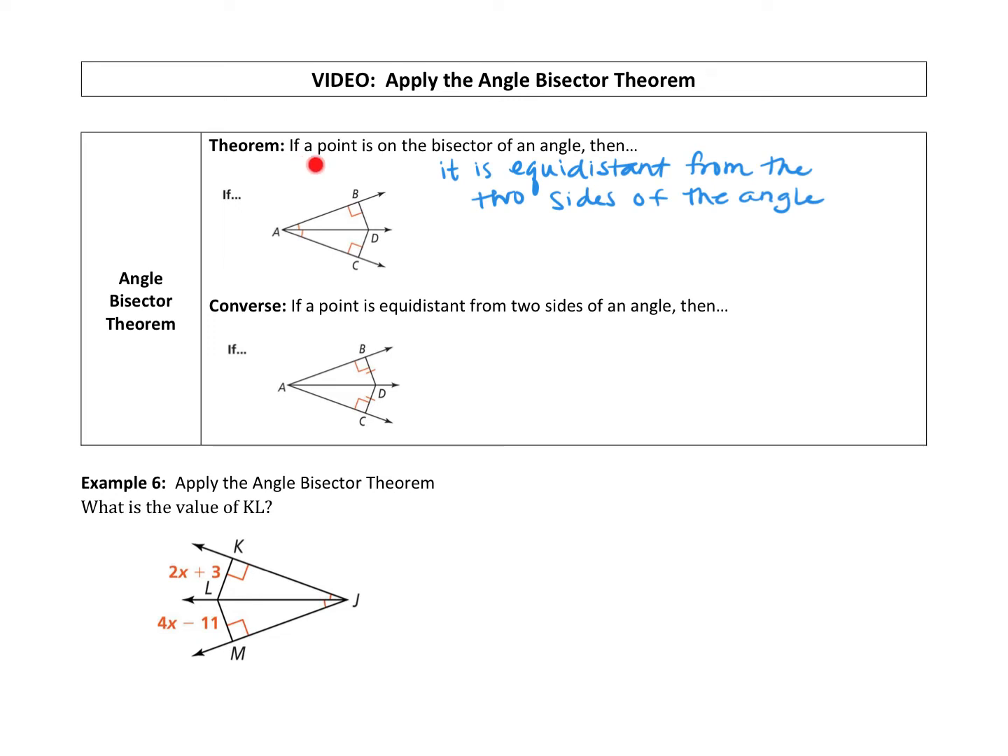All right, so if a point is on the bisector of an angle, then it is equidistant from the two sides of the angle. So that means that in our picture, BD would be equal to CD.